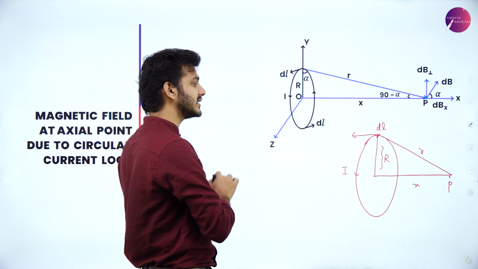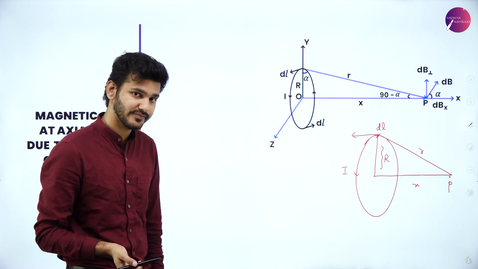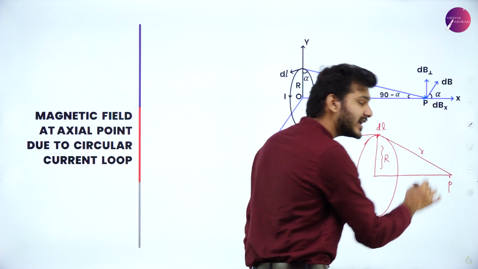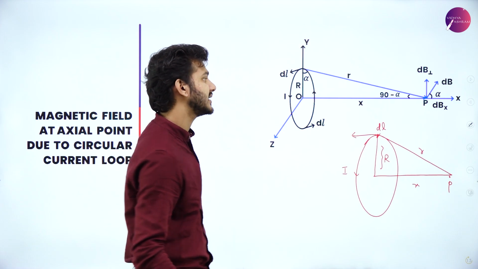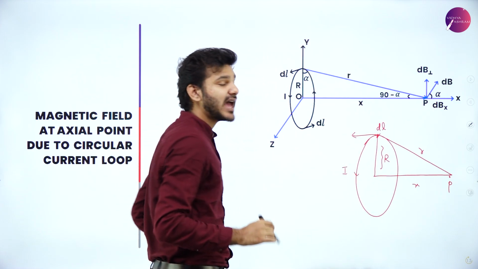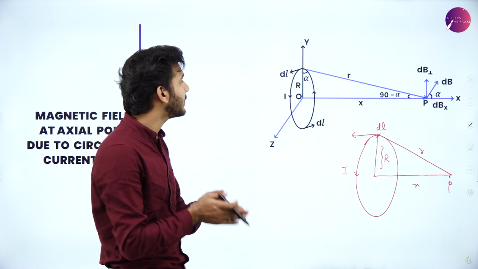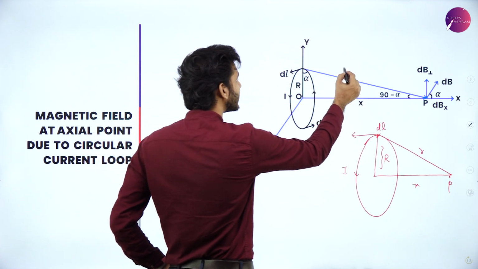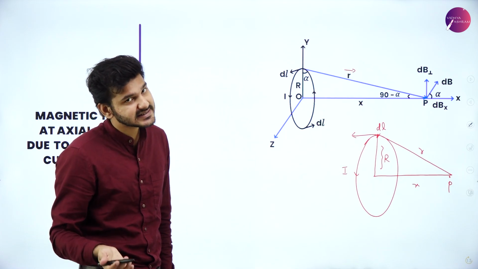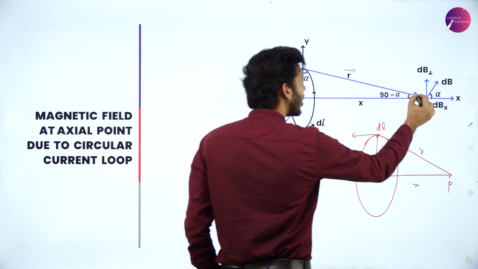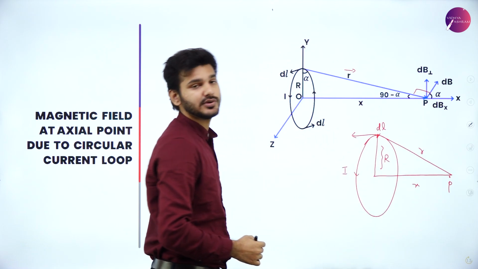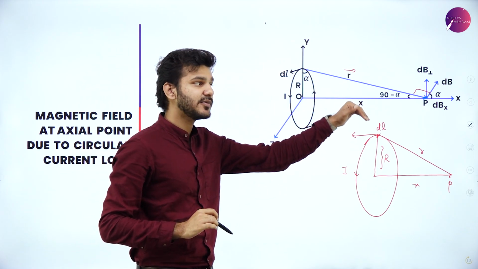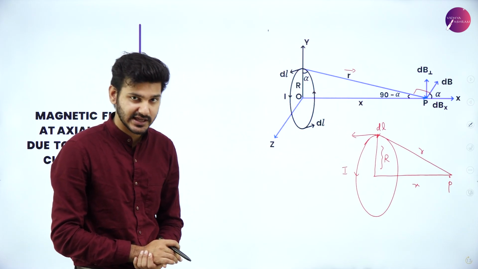So in order to find that out, certain things have to be understood. The first thing is that since this is a vector quantity, the magnetic field experienced at point P will be perpendicular to these two vectors. That is, it will be perpendicular to the position vector or distance vector r. So these two quantities will be at right angles to each other. So the magnetic field will be perpendicular to the distance vector and the length element dl.